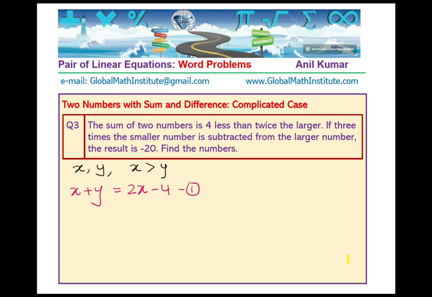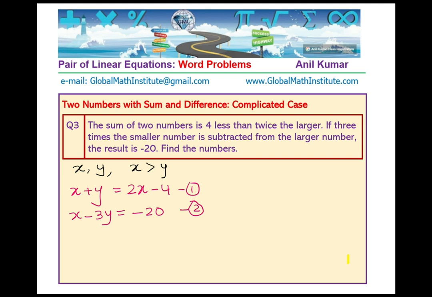Clear? Second sentence. If 3 times the smaller number is subtracted from the larger number, so larger number is x minus 3 times the smaller number. If 3 times the smaller number, which is y, is subtracted from the larger number x, the result is minus 20. So that becomes your equation number 2. Get the idea. So we have two equations right there.